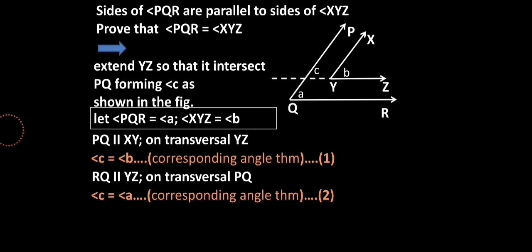Okay, now numbering is done, 1 and 2. If you observe 1 and 2, C is equal to B and C is also equal to A. C is acting as a bridge, and both the terms A and B are equal to C. That is why A and B are also equal.